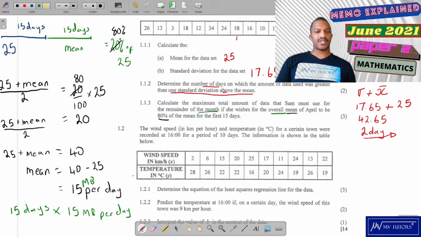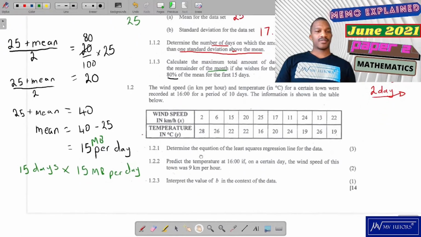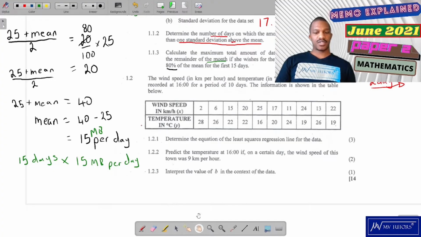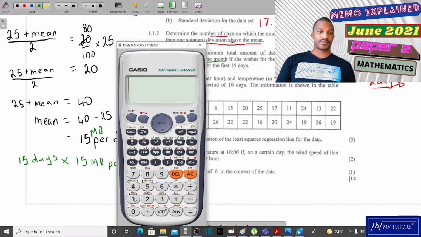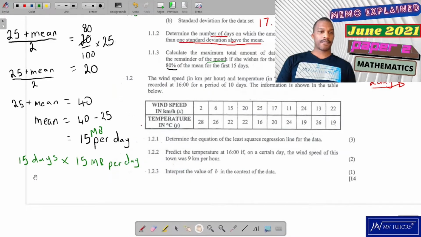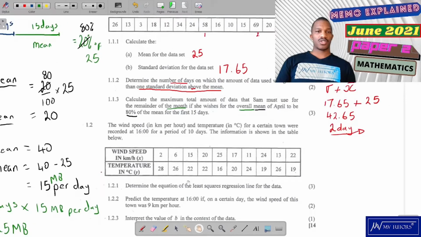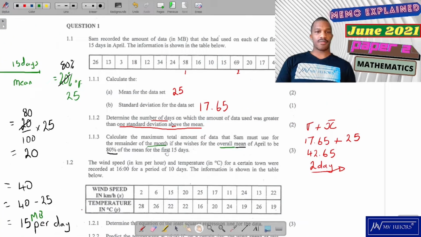Times 15 days, and then 15 times 15. Let's just bring in the calculator. 15 times 15 is equal to 225. So the total amount is 225 megabytes for the rest of the 15 days, which is what the question is looking for over here.